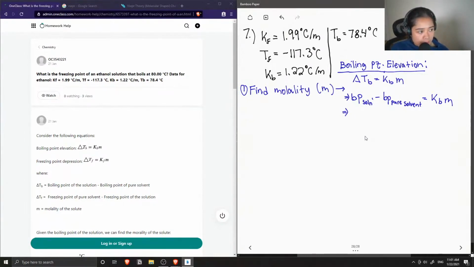So we know from the question that it boils at 80 degrees Celsius. So the solution boils at 80 degrees Celsius. And we know that the pure solvent boils at 78.4 degrees Celsius. We know our Kb value is 1.22 degrees Celsius over M. And then we just need to solve for this molality. So if we do the math, you end up getting 1.31 M.